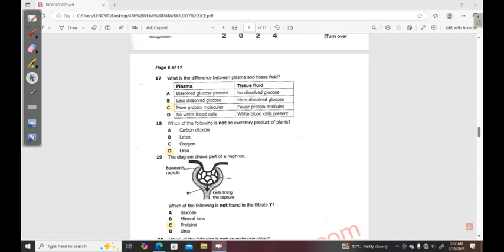D, no white blood cells and white blood cells present. Okay, so plasma, firstly, before we go any further, is called the liquid component of blood. It suspends blood cells like red blood cells, white blood cells, platelets, and it contains water, proteins, clotting factors, antibodies, hormones, and so on and so forth. So you find that it has more protein molecules. Now when you remove those protein molecules, that's why you now remain with tissue fluid. So tissue fluid has fewer protein molecules.